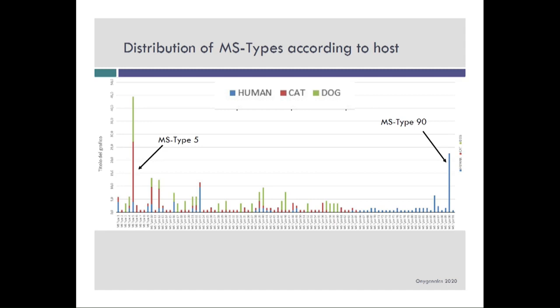If we go to our data on the next slide, you can see here the distribution according to host that we find on the different MS types: in blue human, red cat, and green dogs. And you can see on the right something that may support this hypothesis, namely that there is a genotype more virulent, because you see that MS type 90 dominates the distribution.